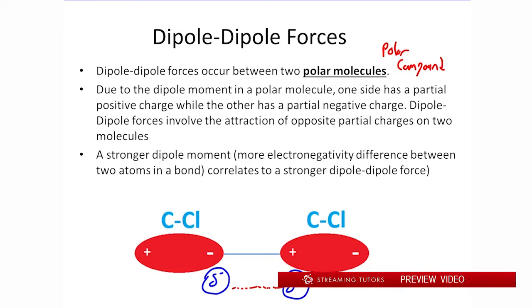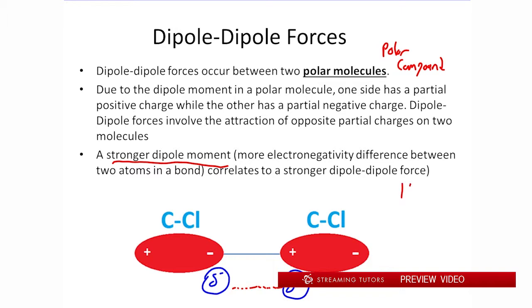Then the final thing to talk about is the relative strength of dipole-dipole forces. If we have a stronger dipole moment, meaning that there's a greater electronegativity difference between the two atoms in the bond that we're talking about, that's going to make a more positive partial positive or more negative partial negative charge, meaning there's going to be a greater concentration of charge on each side of the molecule.